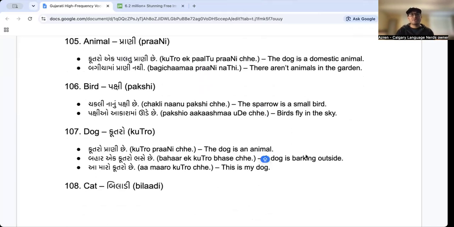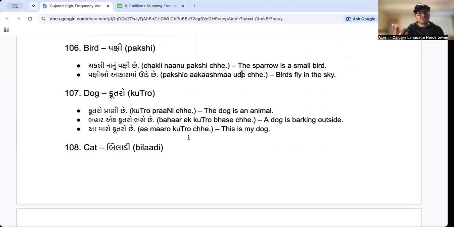Number 106 is bird, pakshi. So chakli nanu pakshi che. Chakli is a sparrow. Pakshi is a bird. The sparrow is a small bird. Pakshio akashma ure che. Pakshio is birds in the plural. Birds are flying in the sky.